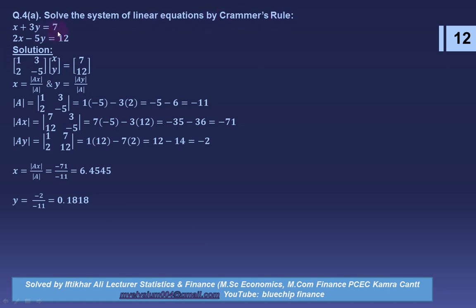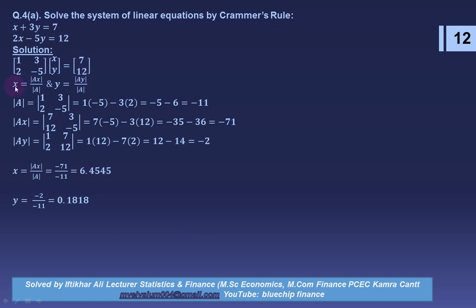Question number 4, part A: solve the system of linear equations by Cramer's rule. x plus 3y equals 7, 2x minus 5y equals 12. So first of all, we have to create the matrices. The first matrix will be 1, 3, 2, minus 5, then x, y, and the third is 7, 12.